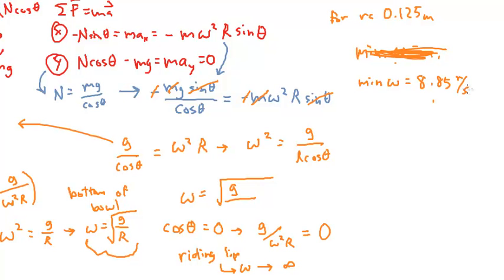So the minimum omega is going to be the square root of 9.8 over r, for r equals 0.125 meters.